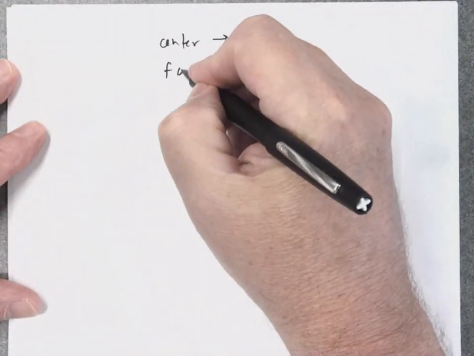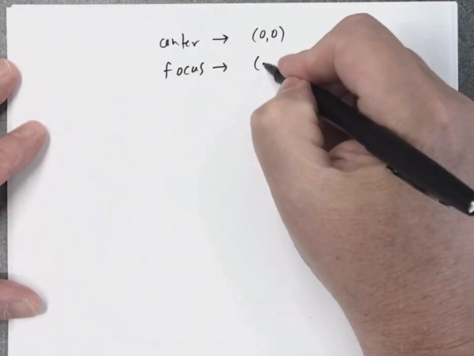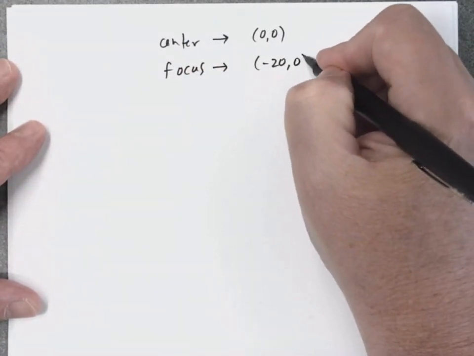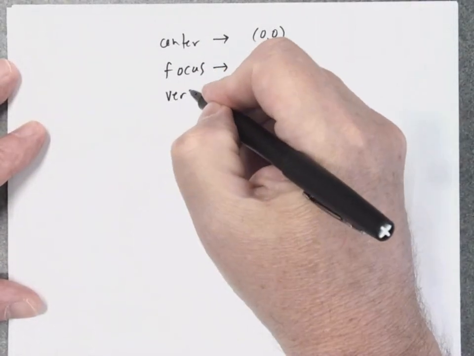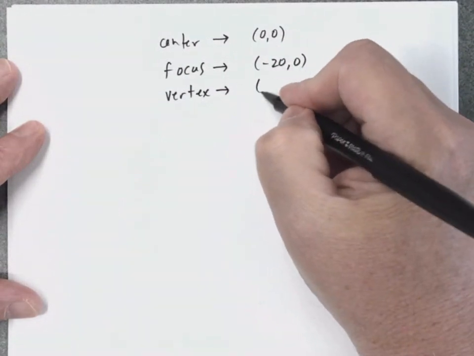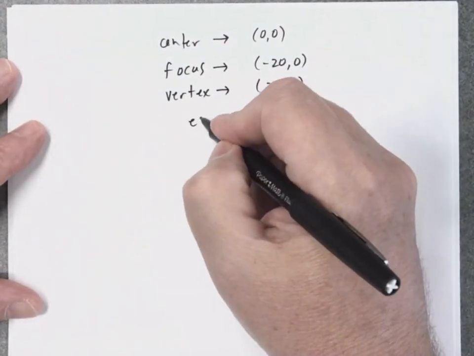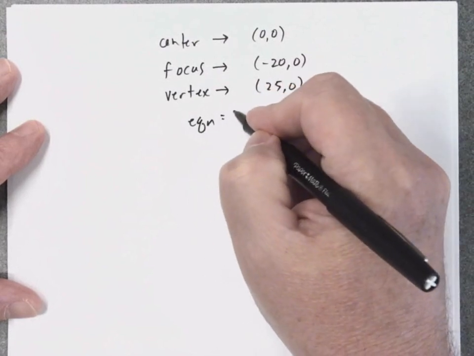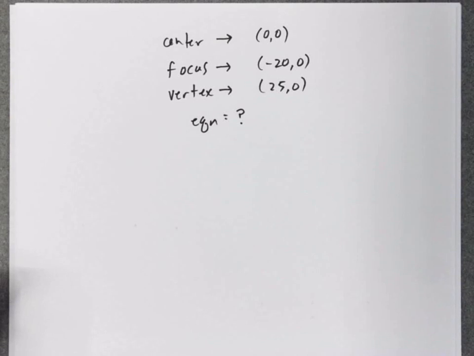They tell us the focus is at -20, 0. And they tell us that we have a vertex at 25, 0. And they want to know the equation of this ellipse.